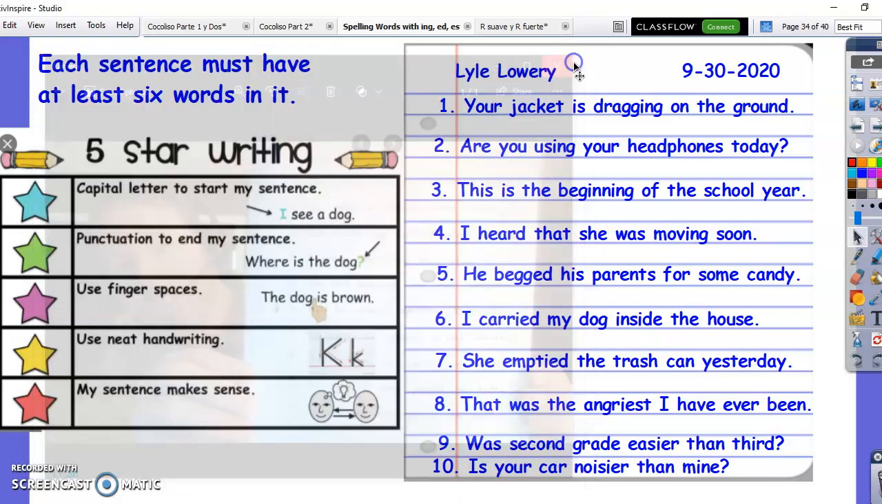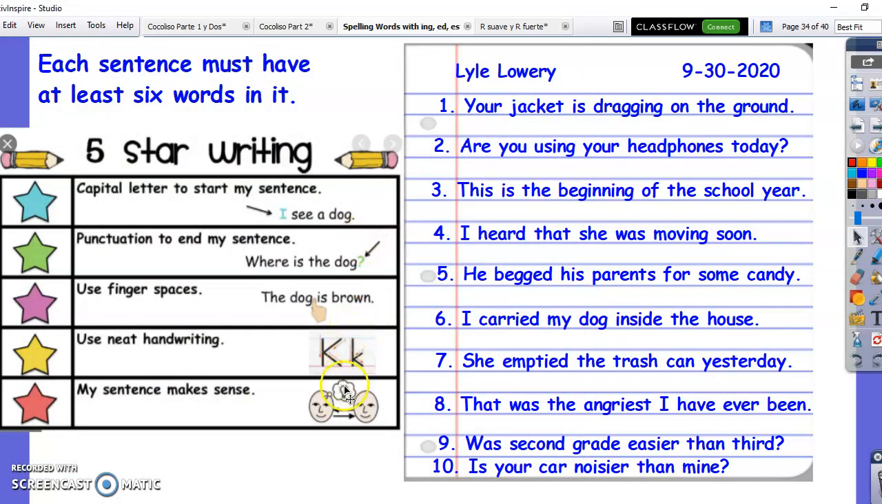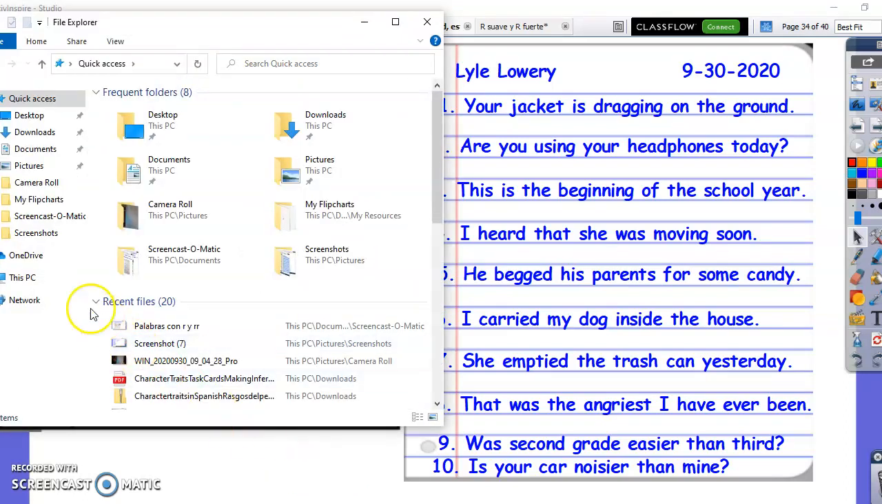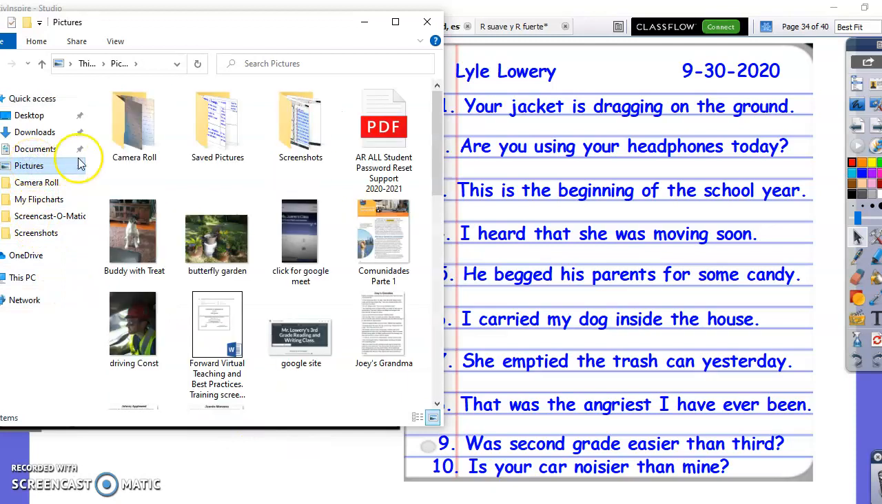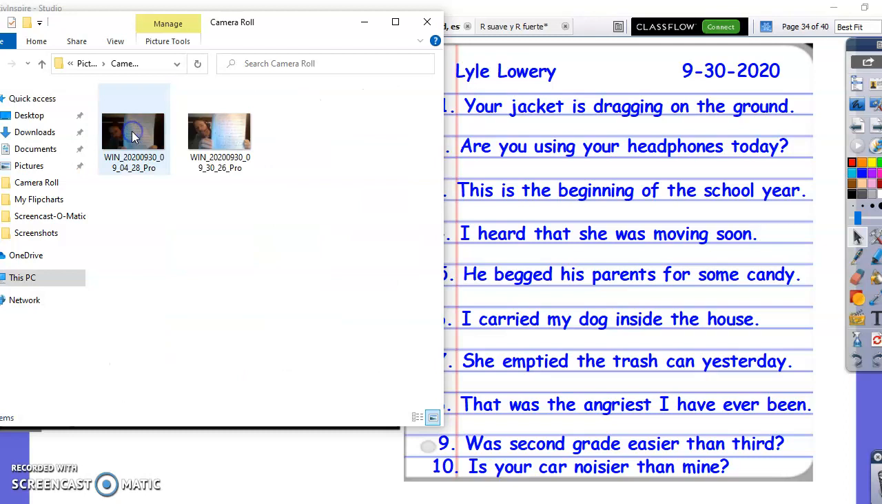And if you wonder where this picture is going to go, if you have this file down here, you can click on the file and then go here to pictures. You'll see your camera roll here. So there I can see that that's my picture. One of those. I can't tell which one is the Spanish work and which one's the English work.